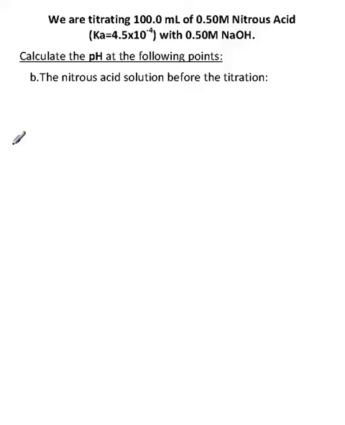Right, now we're looking for the pH of the acid before we even start the titration. And that's drastically different because it's nitrous acid. Nitrous acid means it comes from the nitrite ion. So before we even start, we have to realize that nitrous acid is HNO2. So that's what we're looking at, HNO2.